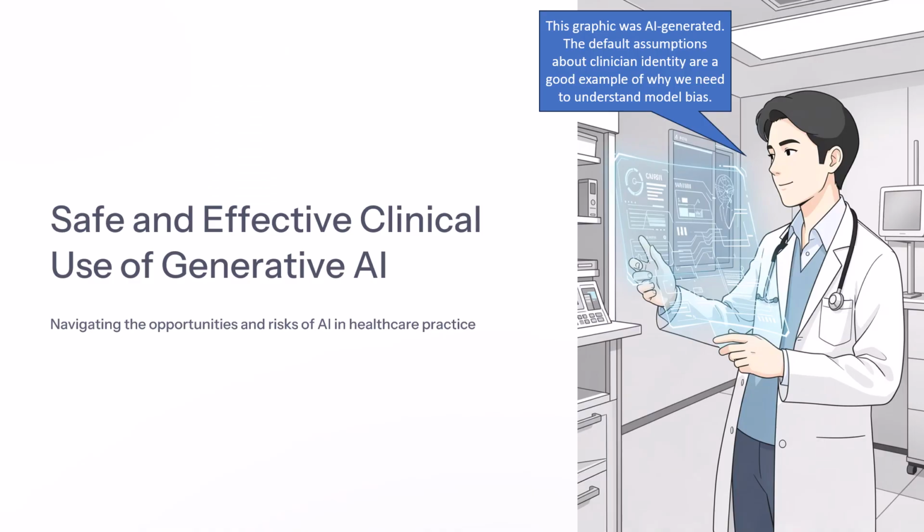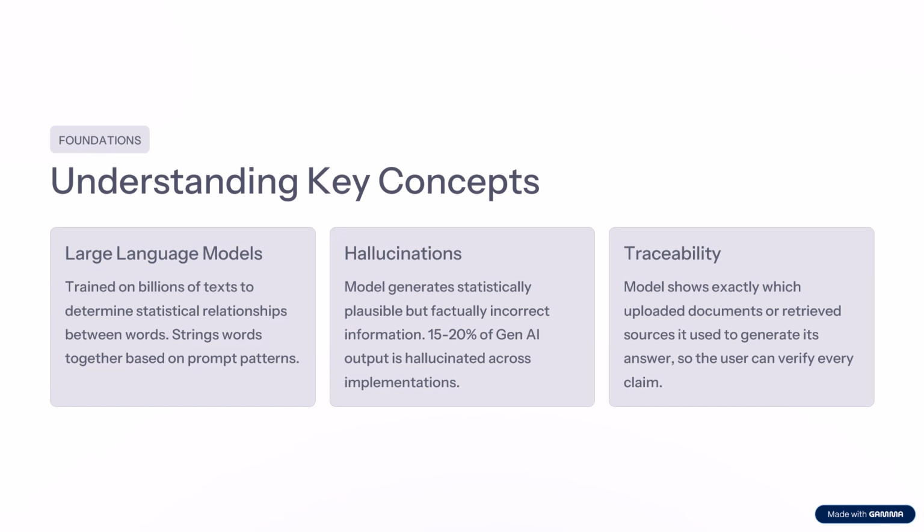Today we're going to talk about how to use generative AI safely and effectively in clinical care and research. Let's start with some definitions, because understanding how these systems work under the hood will make everything else clearer. Large language models, or LLMs, seem very human, but what they're actually doing is mapping statistical relationships between words. When you give them a prompt, they predict the most probable next word, then the next most probable word after that, and so on until you get sentences, paragraphs, poems, whatever you asked for.